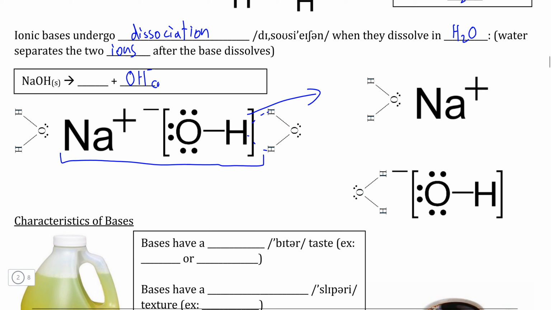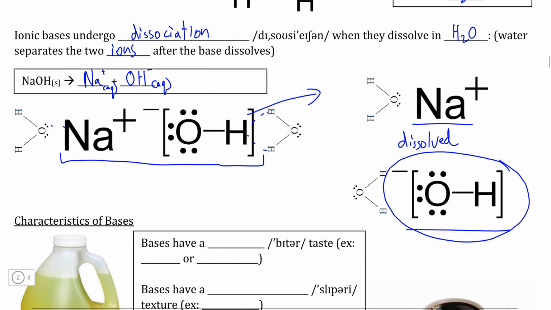So what this means is that the water is actually going to pull apart the OH minus ion, the ion that makes it a base, from the metal ion that we see here. And once the metal ion and the hydroxide ion have been separated from each other, the base is considered dissolved in water, and as long as a solution of water contains an OH minus ion, the solution is considered to be basic, meaning that it contains bases.